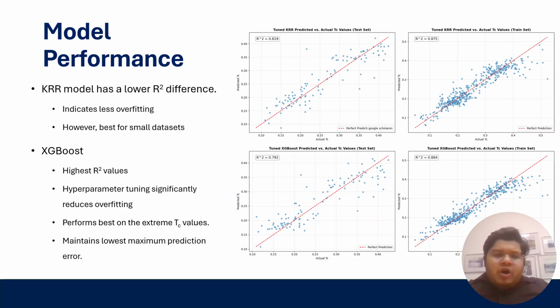We have compared the model performance of kernel and XGBoost. Kernel has a lower R-square difference between the test and the train set data, which indicates very little overfitting. On the other hand, XGBoost has high R-square values. However, hyperparameter tuning significantly reduces the overfitting, and XGBoost performs extremely well with high TC values.